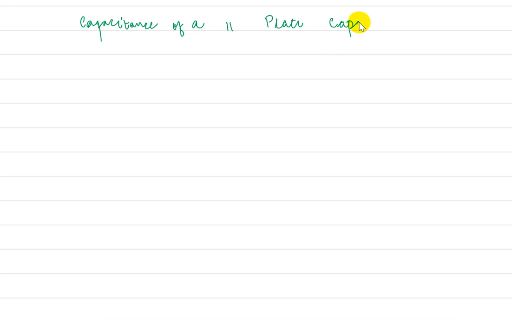Hello everyone, today we'll derive the expression for the capacitance of a parallel plate capacitor when we introduce a dielectric slab.